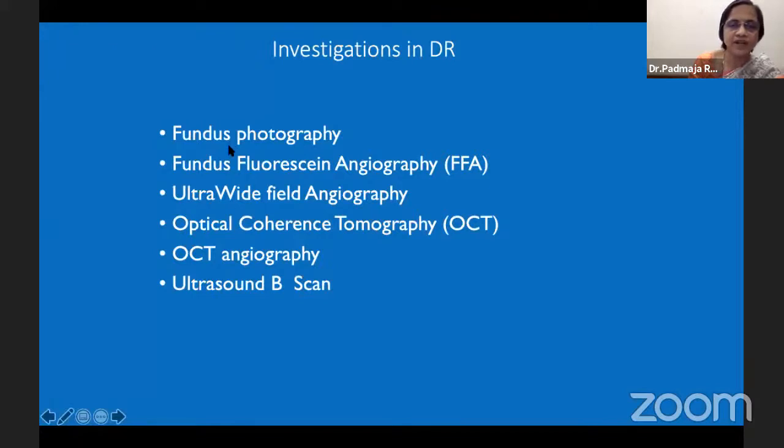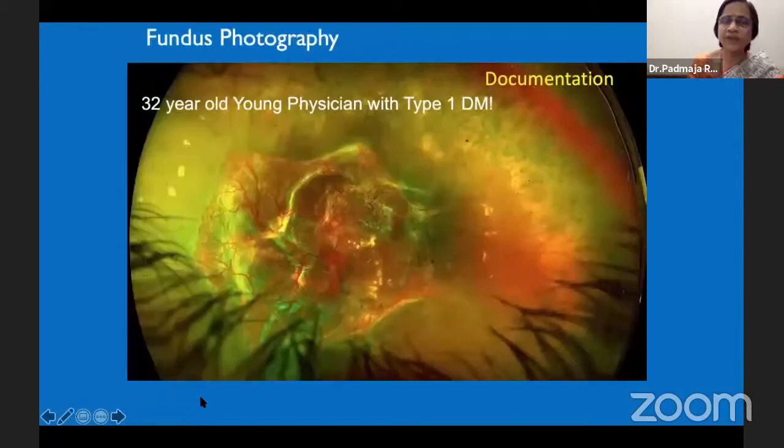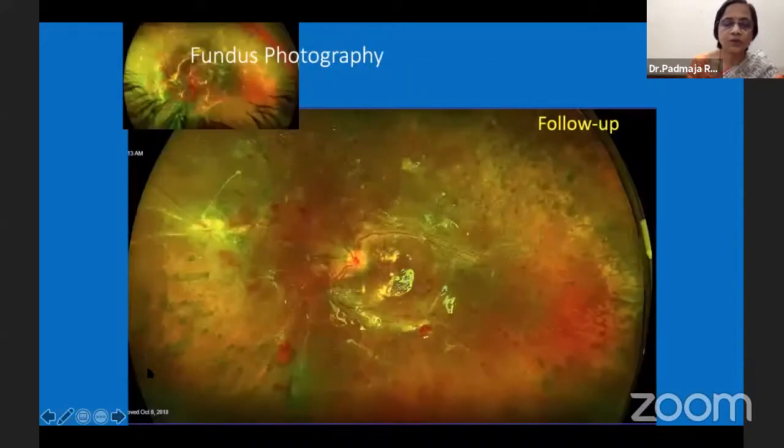So from fundus photography to OCT angiography, these are the investigations that we use when patients present with clear media. That is, there is no cataract and we can really image the retina well. However, sometimes the patient can present with a hazy media, then we have to go for ultrasound B scan. So when we look at fundus photography, it is useful for diagnosis, screening, documentation, pre-op considerations, and also as a follow-up tool. So fundus photography is a gold standard in a way to diagnose, screen, document, and monitor diabetic retinopathy progression.